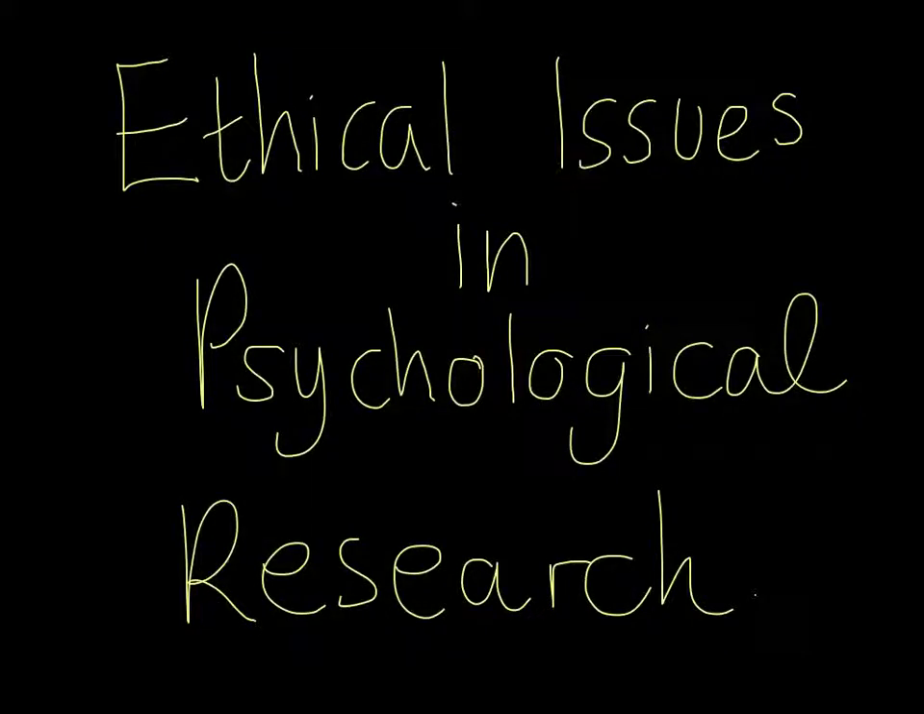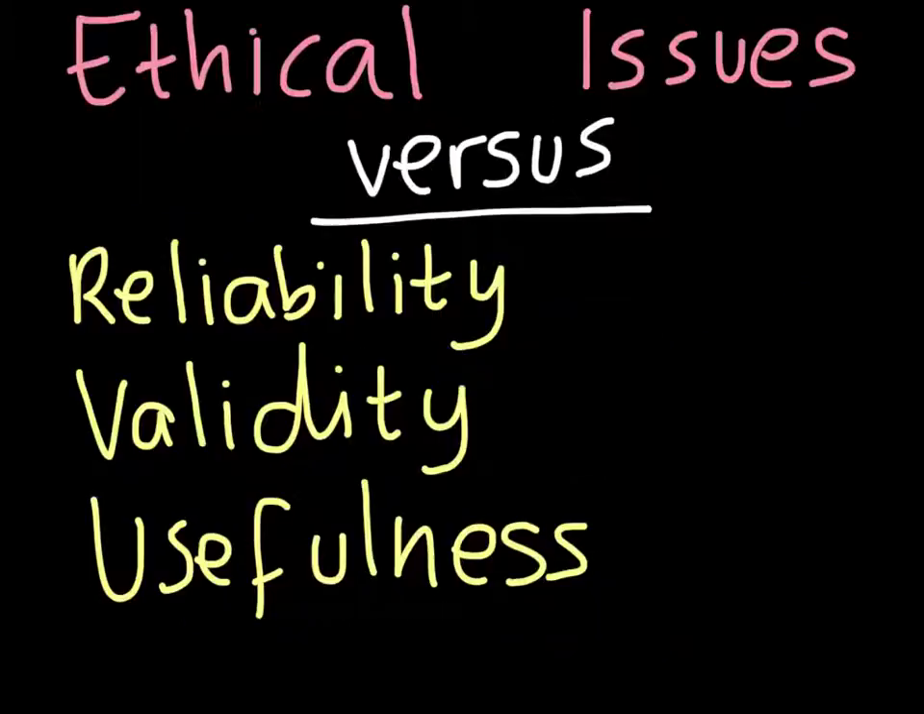This is your last investigations lesson, and this one is on the importance of ethical issues in psychological research. You need to know what the ethical issues are and how to overcome them. Now, obviously, when we're thinking about ethical issues, such as giving participants informed consent, we need to think about the impact that such ethical issues will have upon the reliability, the validity and the usefulness of your study.